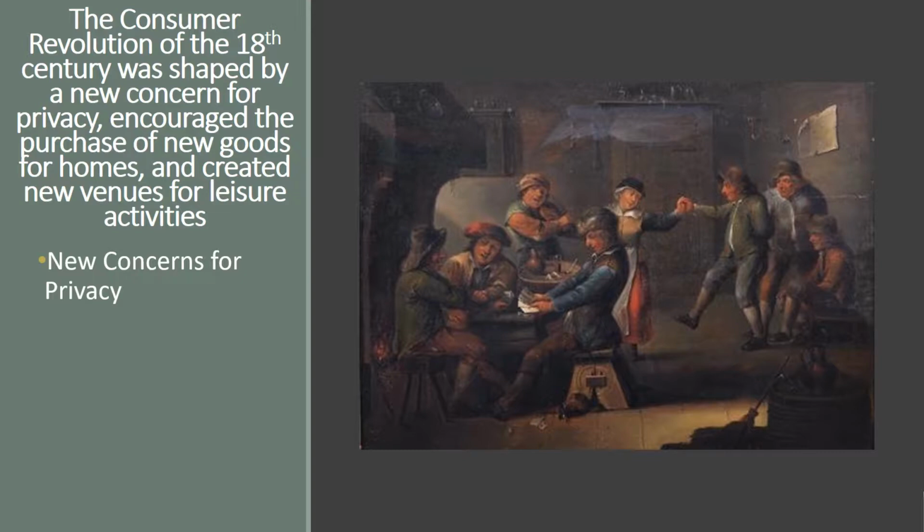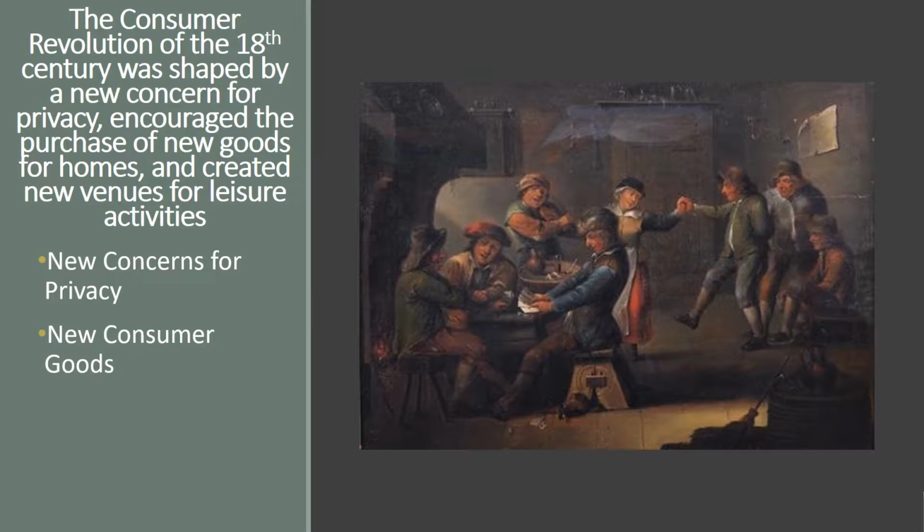We're going to see some very basic things, like, for instance, homes were now built to include private retreats. Generally, in a middle class home, the downstairs was for entertaining, and the upstairs was for private family life as well. There were also new consumer goods.